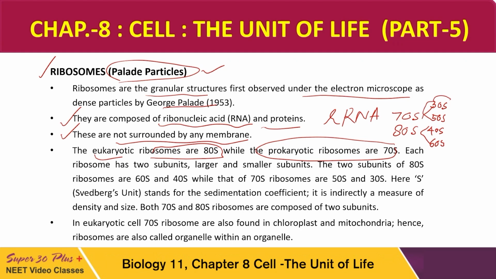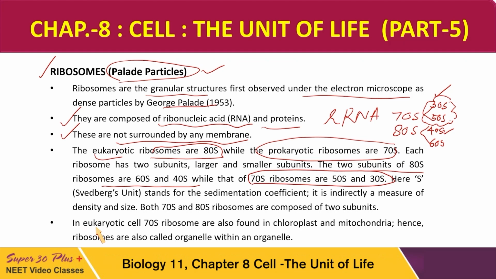Remember, don't get confused. This is not a sum, 30 plus 50 does not equal 80. No, it is different. That is their unit, the sedimentation coefficient. The two subunits of 80S, I told you, are made up of 60S and 40S, while the 70S ribosome is made up of 50S and 30S. Definitely this is the smaller unit and this is the bigger.